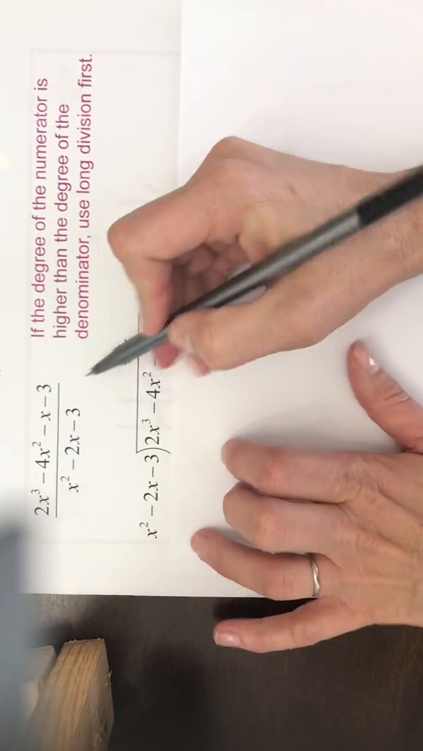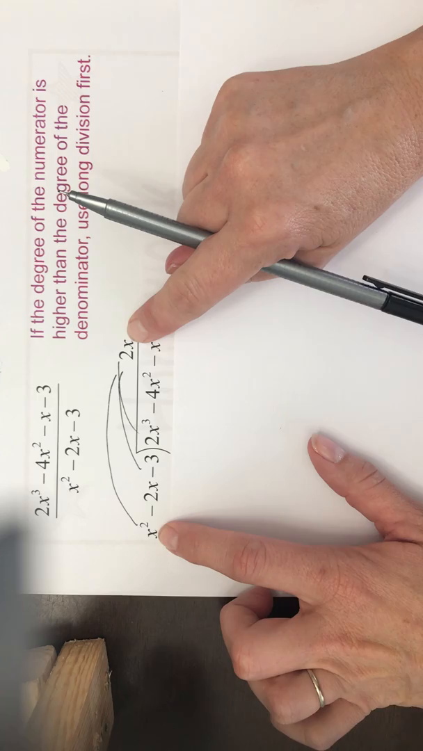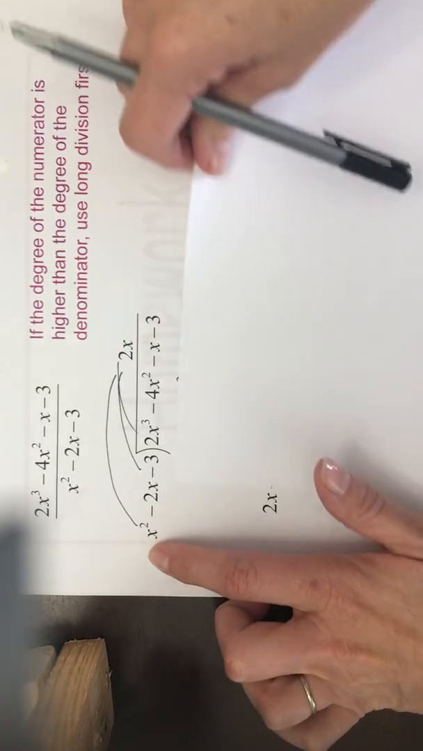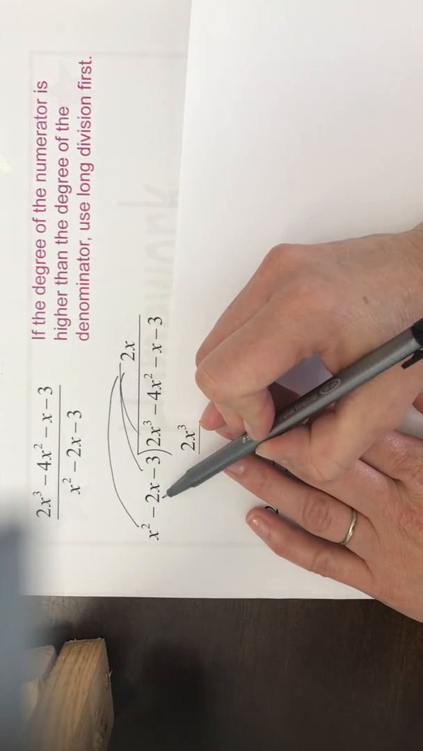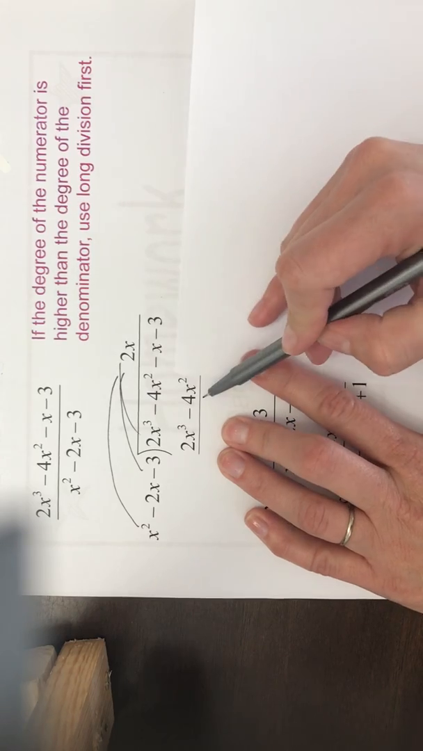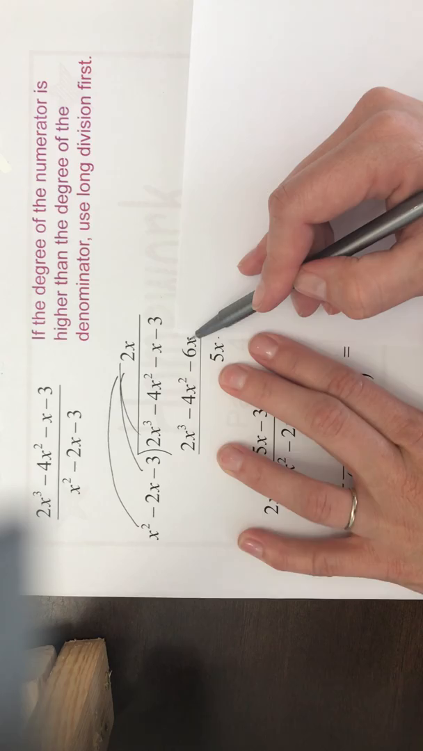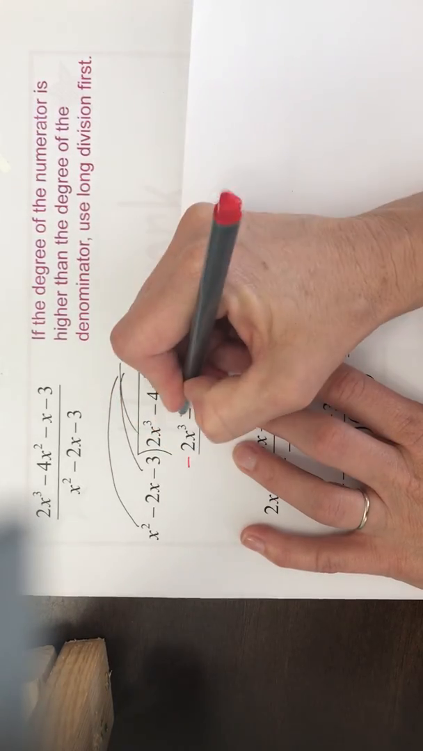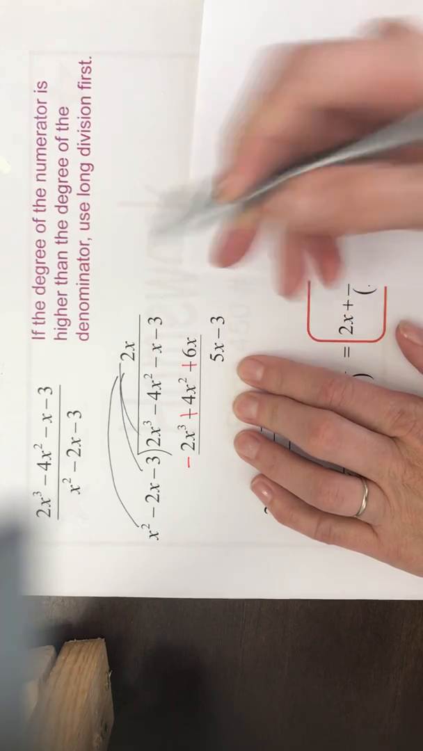Now take that 2x and multiply it back out to all three of these. 2x times x squared would be 2x cubed, so that goes there. Then 2x times 2x is going to be a negative 4x squared right there. And 2x times a negative 3 is a negative 6x right there. And now, just like in third grade math, you would subtract, or add the opposite. Change the signs and add, and you get left over 5x minus 3.